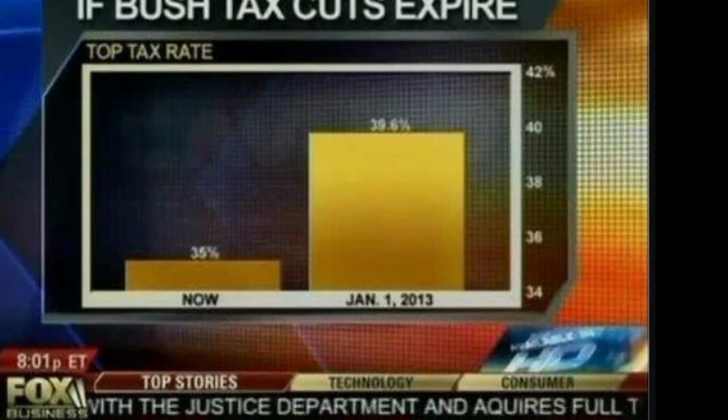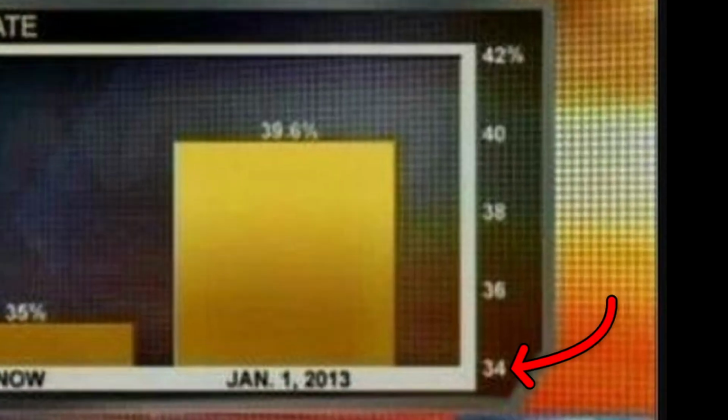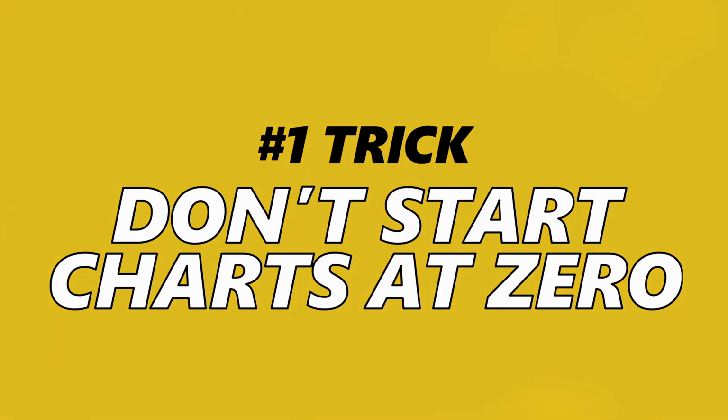Can you spot it? Look closer, closer. Yeah, both of these graphs should be displayed from 0. By not starting the y-axis of a graph at 0, this exaggerates differences, making them appear more dramatic than they actually are. And this is my misleading trick number 1. And it's easy to mislead your boss with this information.